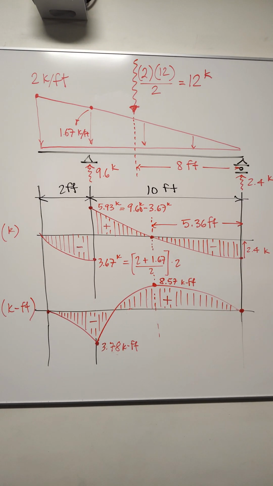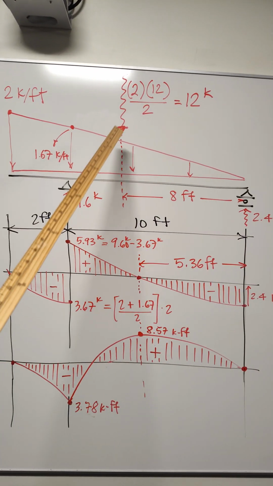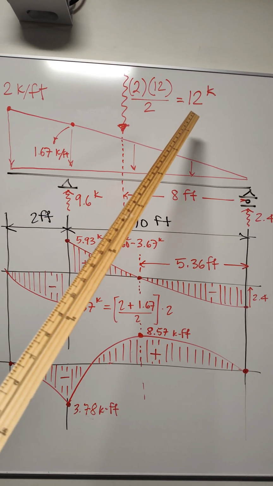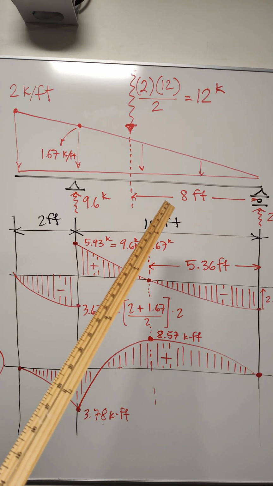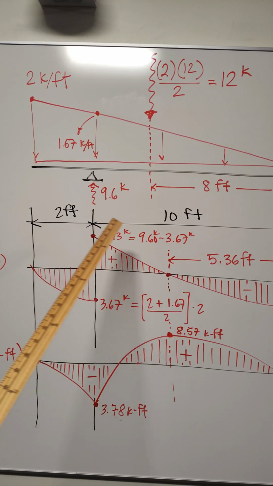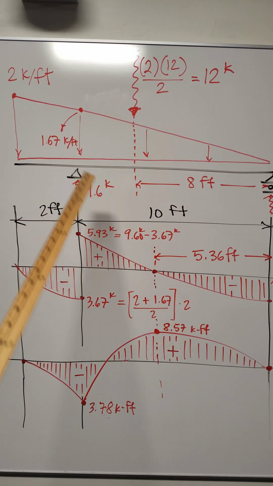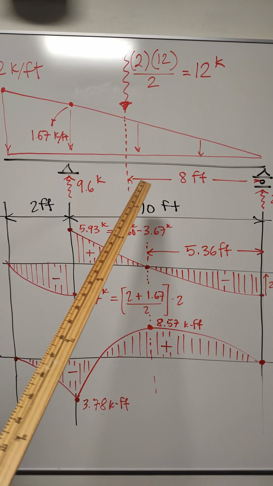So first we compute the resultant of the total load, which, since this is a triangle, comes out to be 12 kips, and that's located at 2/3 of the length of the distributed load, because it's a triangle. The centroid is at 2/3, so that comes out to 8 feet.